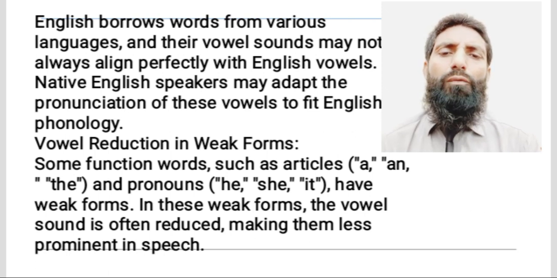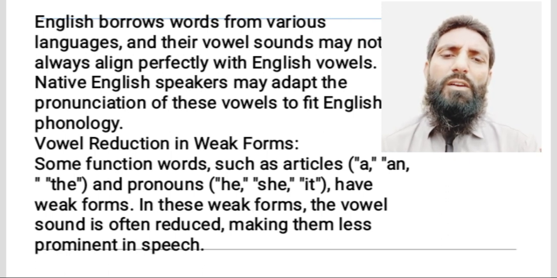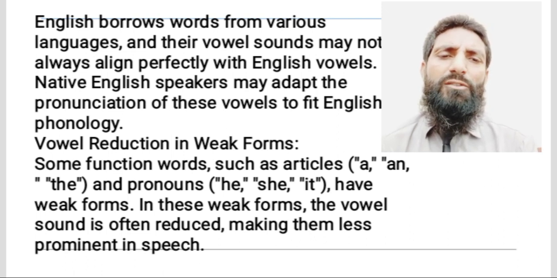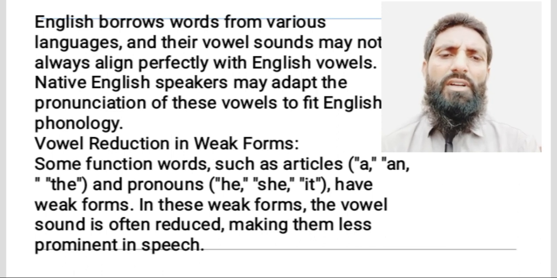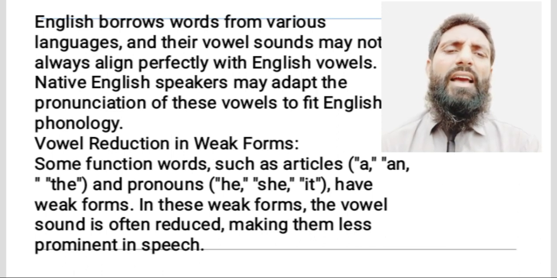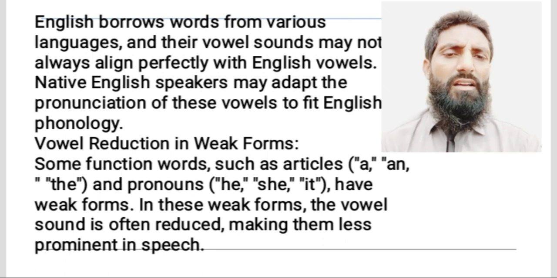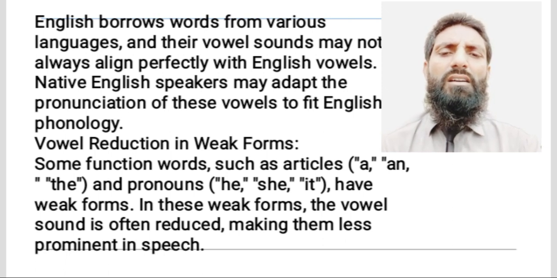Vowel reduction in weak forms. Some function words such as the articles a and the, and pronouns he, she, it have weak forms. Here, articles: there are two types of article, definite article and indefinite article. A and an are indefinite articles, and the is the definite article.